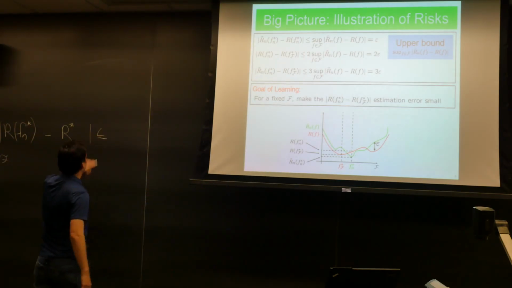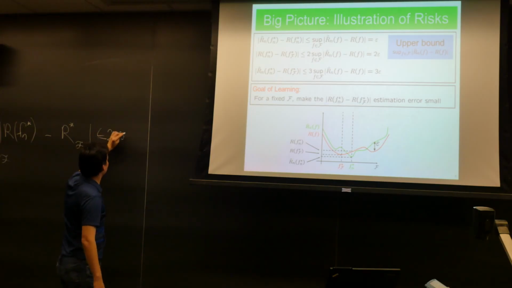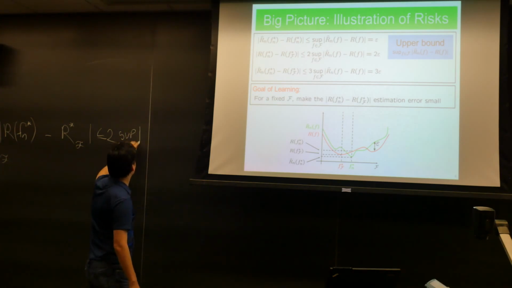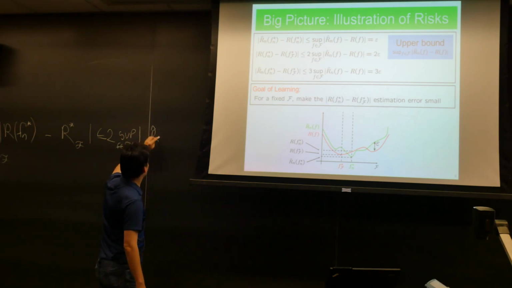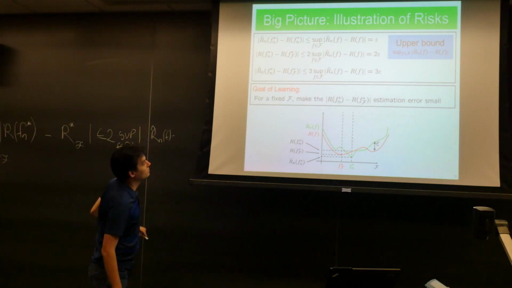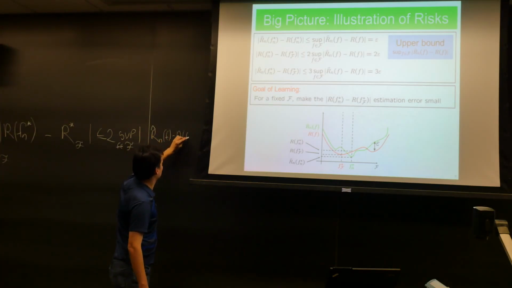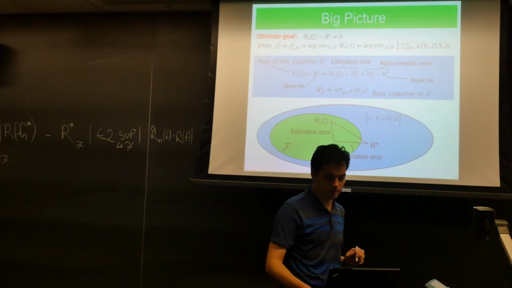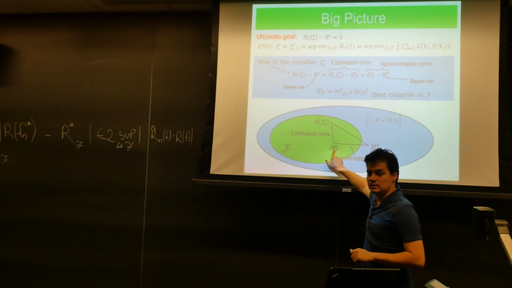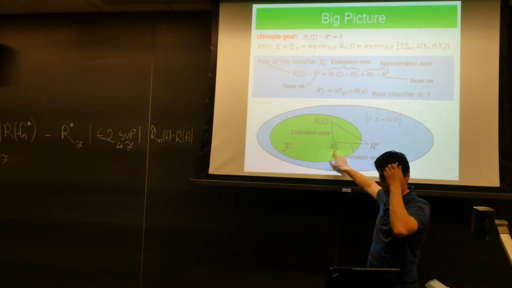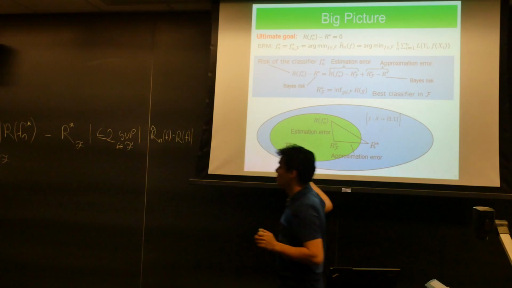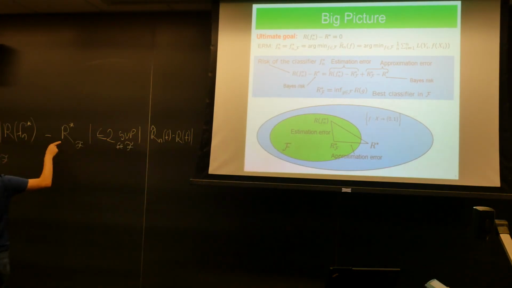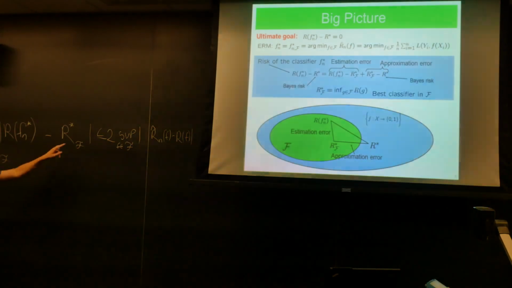We had this theorem that this is less than 2 times the supremum over your function class F of the empirical risk of a function minus the true risk of that function. This R star F is the same as we had before. The best risk on function class F. That's the best true risk on function class F.